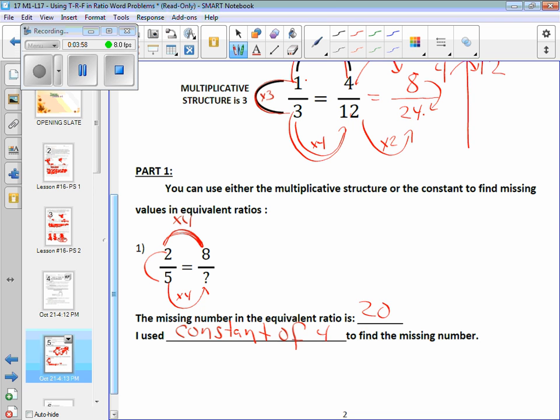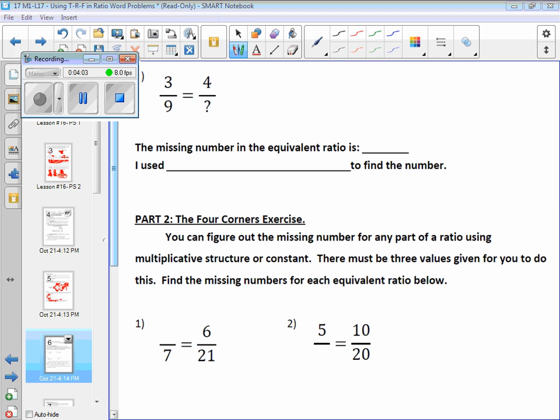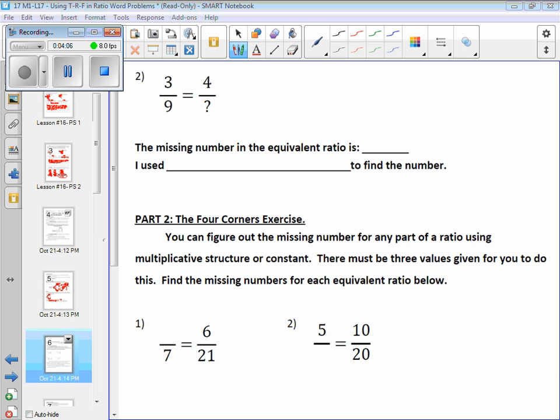Let's play again. What about this one? What's missing? Can't really tell using constant, but you can using multiplicative structure. Charlie, what do you got as the missing number? 12. Is he right? You used multiplicative structure times 3 to do that.